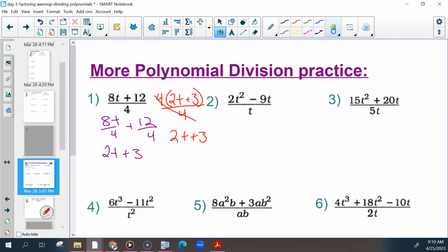For number 2, again, you can do it either way. I'll do this one both ways, and then for the rest, we'll choose. If we're dividing or separating it into two separate pieces, we have 2t squared over t minus 9t over t. So what would that give us? What would that simplify to be? And if you want to do it the factoring way, what do these have in common? Usually whatever is the denominator is what they have in common, but not always. So that would leave us with 2t minus 9, and the t's would cancel.